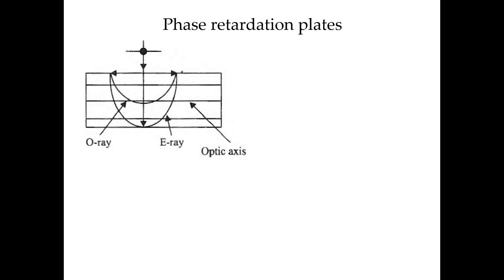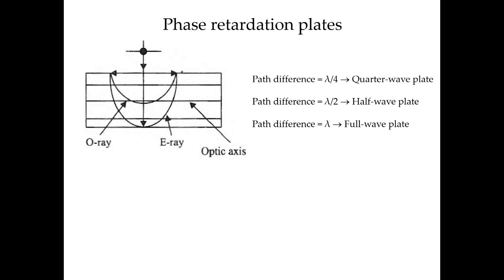Therefore, the plate of positive or negative crystal introduces a phase difference between two orthogonally polarized rays, the ordinary ray and extraordinary ray. And therefore, these plates are known as phase retardation plates. If the introduced phase difference is pi by 2 or the path difference is lambda by 4, then this plate is known as a quarter wave plate. If the path difference is lambda by 2, then the plate is known as a half wave plate. And if the path difference is lambda, then this plate is known as a full wave plate.